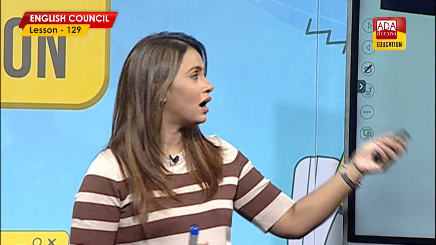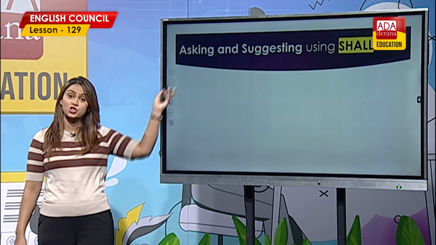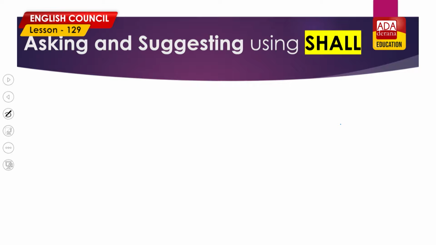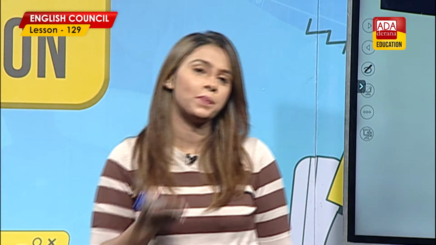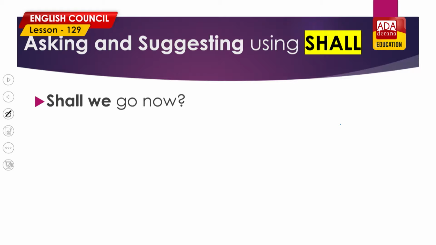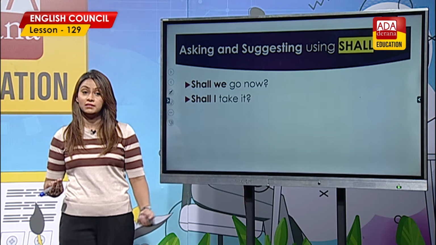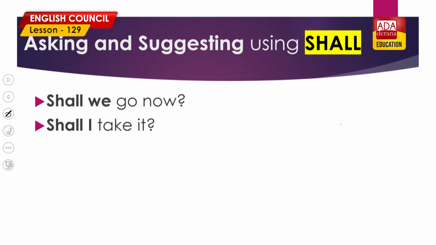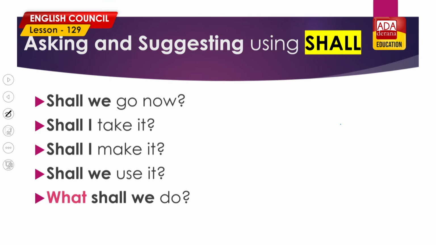Right. So after that, we had asking and suggesting things using shall I, shall we. The same shall is used with I and we. We ask whether we should do something, or we suggest doing something, using the modal verb shall. So shall we go now? Right, look at the screen. Shall I take it? So this is like asking for something, which again is a very polite way of asking and suggesting things.